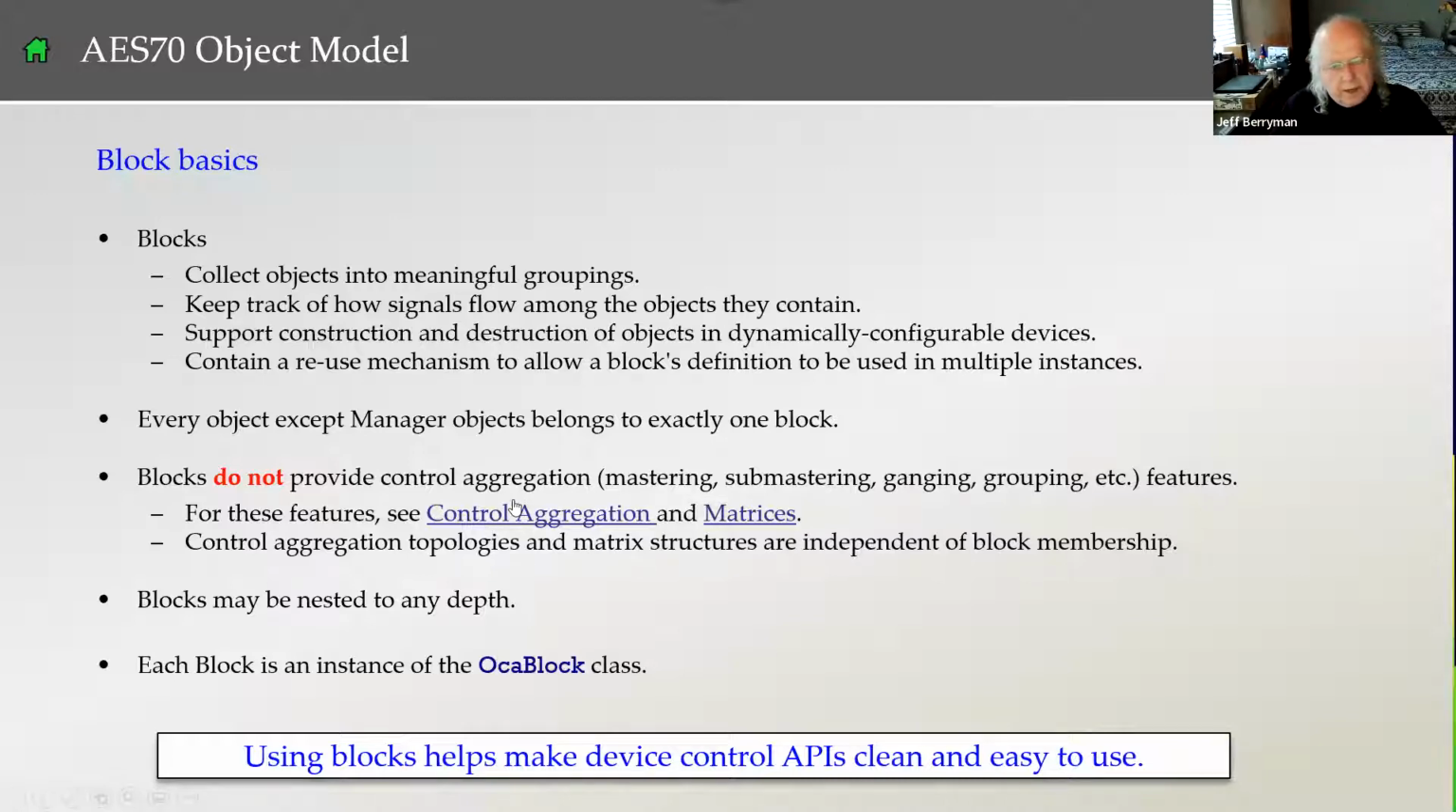AES70's mastering and submastering functions resemble VCA mastering more than traditional physical mastering. These are aggregation relationships of objects. If you have a single submaster gain control here, that's a sort of pattern that's overlaid on top of the block structure. So these 10 gain controls that belong to 5 different blocks, you can have one control aggregator that controls all of them or some of them. They're independent of each other.